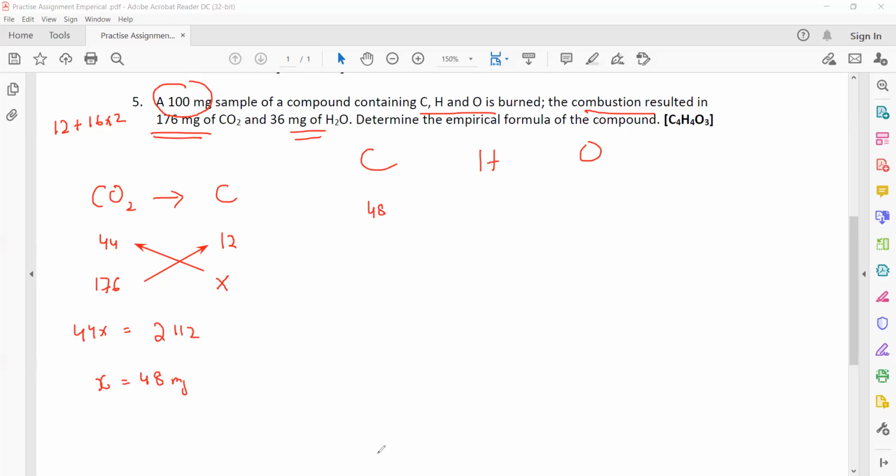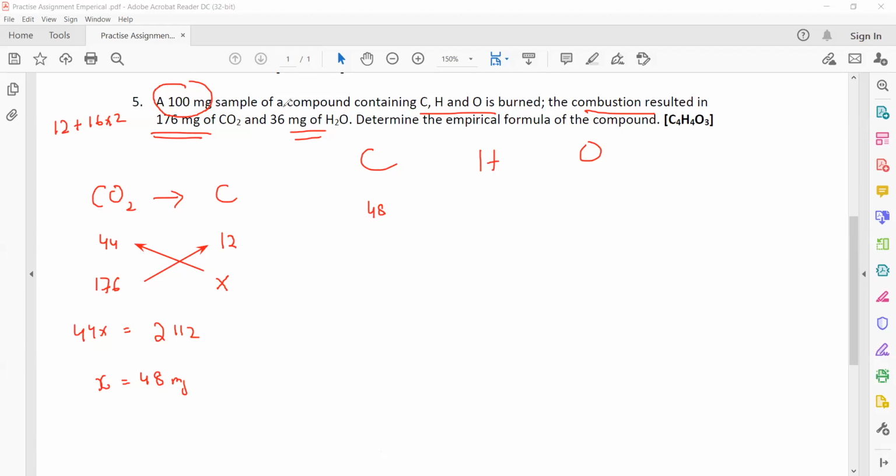Anyone having a doubt or a question? Because in the question we have carbon dioxide, not carbon. But to get the amount of the carbon, we use the amount of carbon dioxide and we work out the amount of carbon.